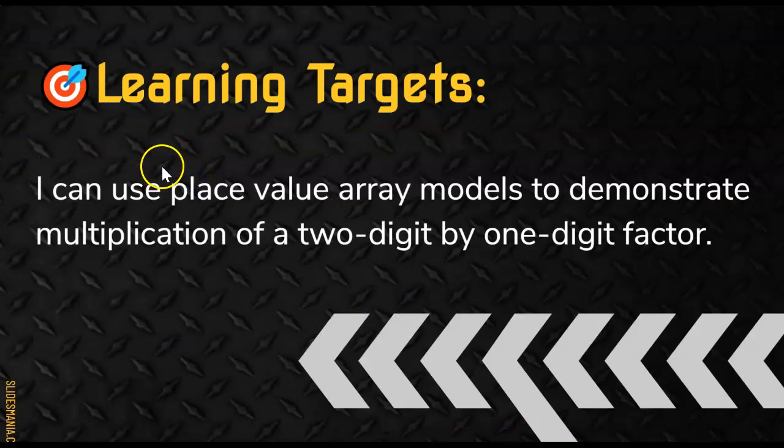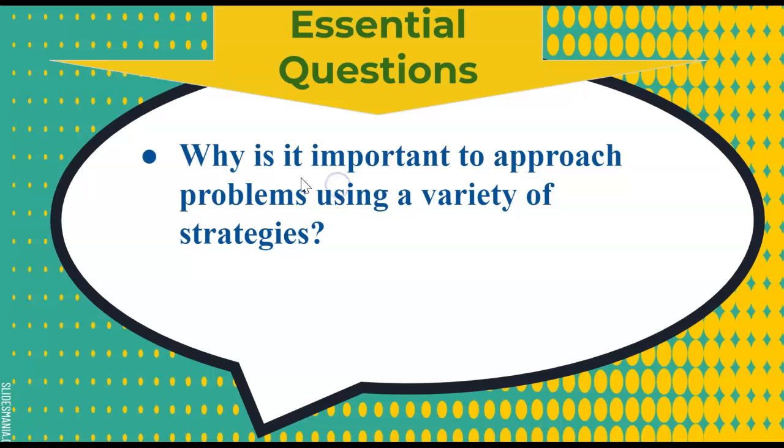In our next slide, our learning target: I can use place value array models to demonstrate multiplication of a 2-digit by 1-digit factor. Our essential question for this unit is changed from last unit. Why is it important to approach problems using a variety of strategies?